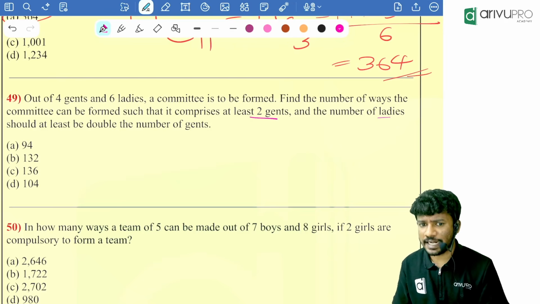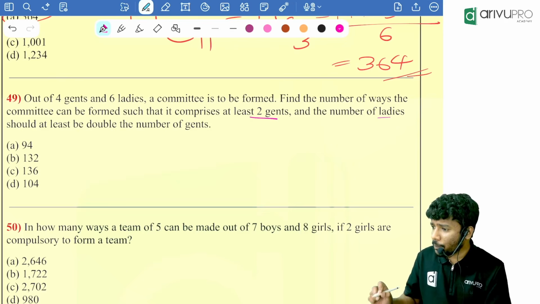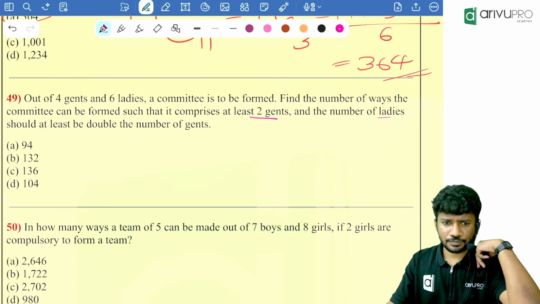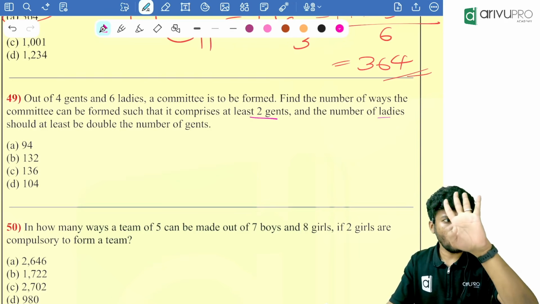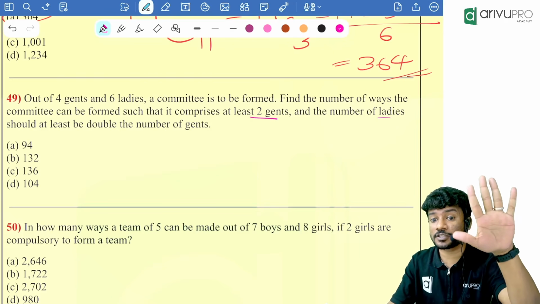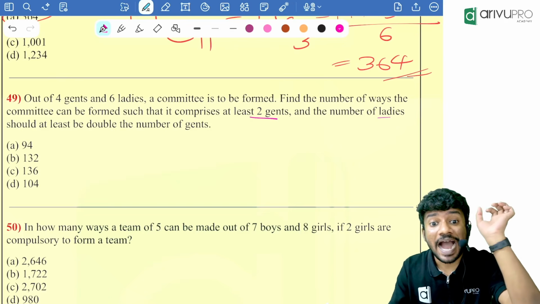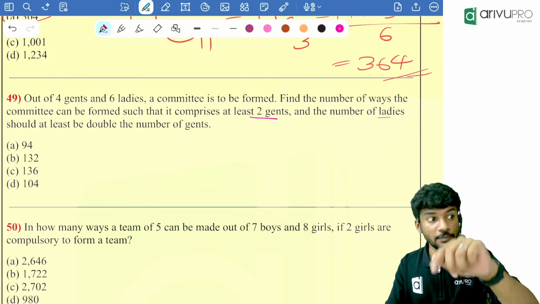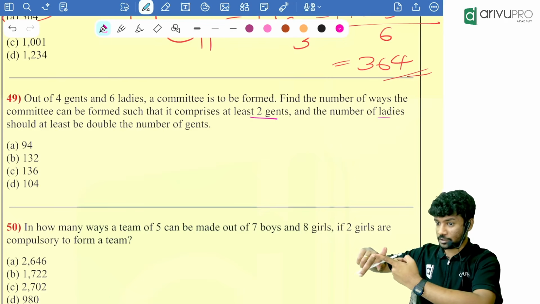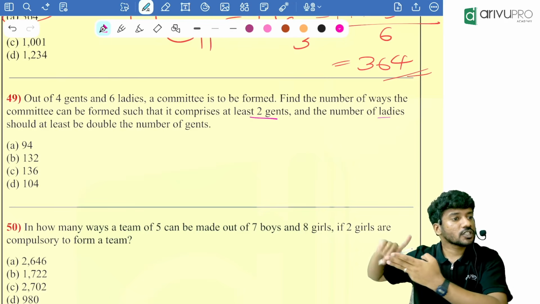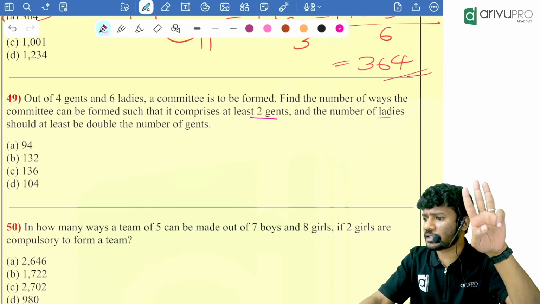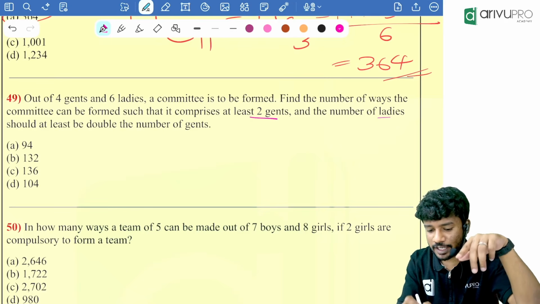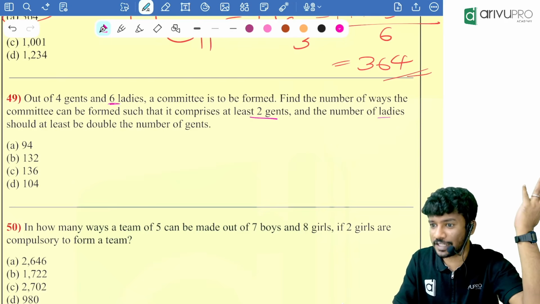What are they telling? Ladies should be at least double the number of gents. For example, if 2 gents are there, how many ladies are possible? 4 ladies are possible, 5 ladies are also possible, 6 ladies are also possible. Why? At least double. Double of 2 is 4. That means 4, 5 and 6 ladies are possible. If 3 gents are there, double is 6. Only 6 ladies are possible, because more than 6 is not possible. Only 6 ladies are there in total.